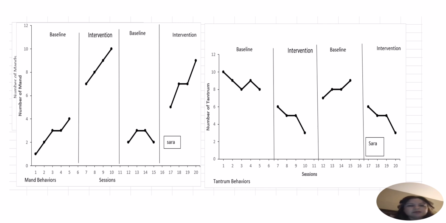The result is clear: in the intervention, Sara's independent mands increased and her tantrum behavior decreased. You can see it in the graph too. And on return to baseline, her progress regressed slightly, and the intervention was effective again. The pattern repeated in the final intervention phase, supporting a functional relationship between FCT with SGD and the behavior change.